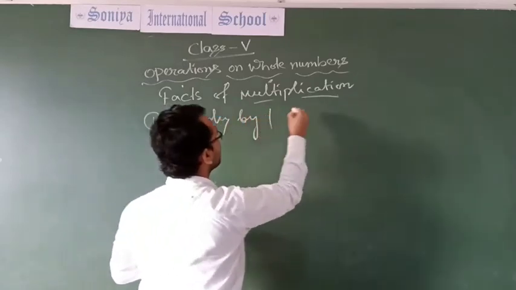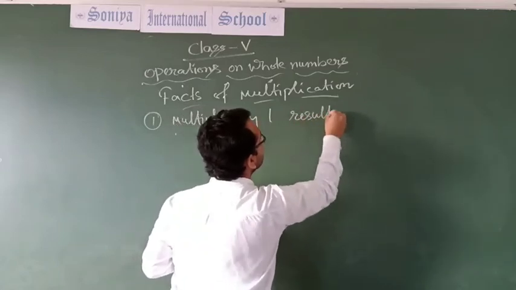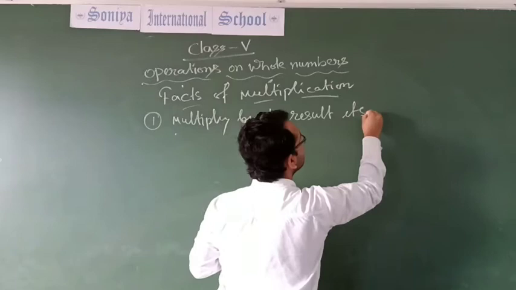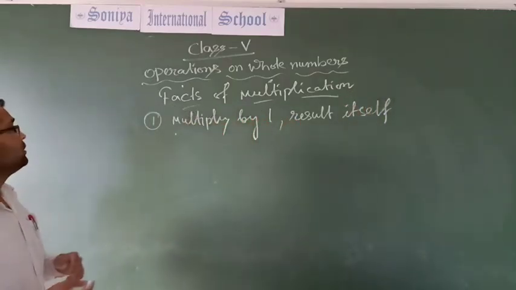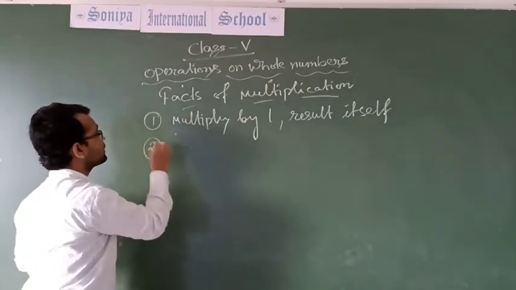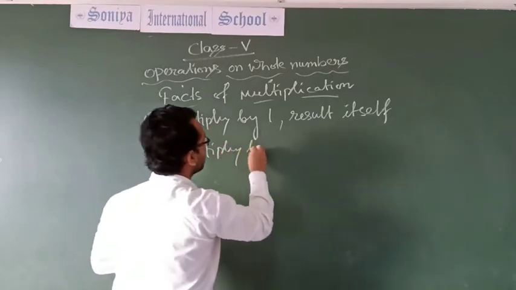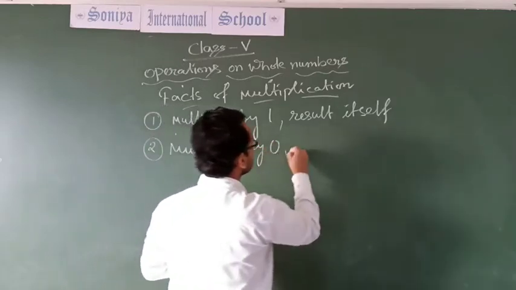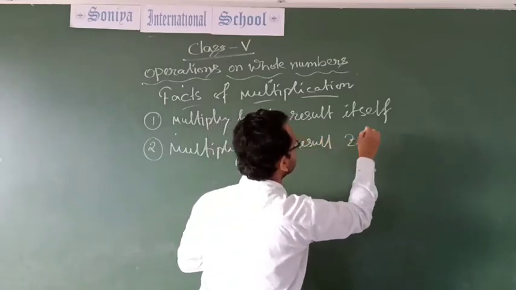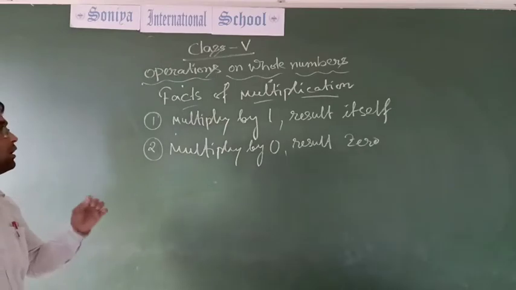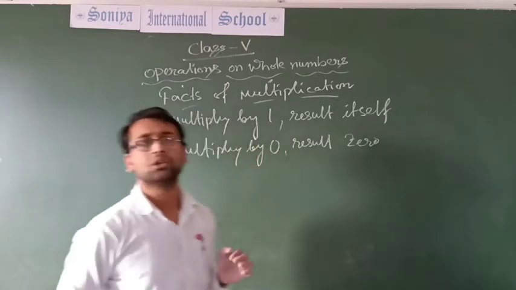Multiply by 1, then the result is itself. And the second property is, multiply by 0, then the result is 0. Multiply by 0, then the result is also 0.